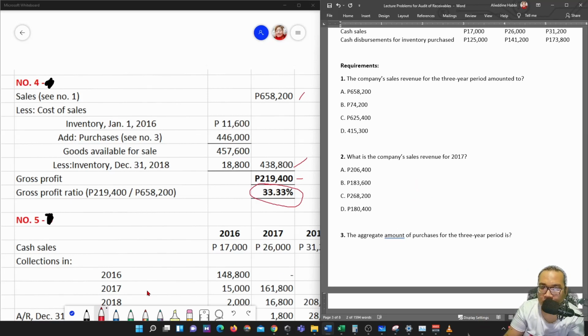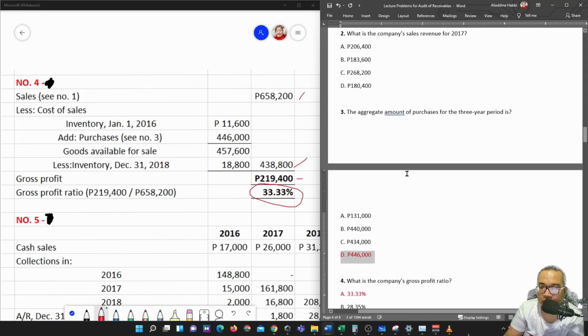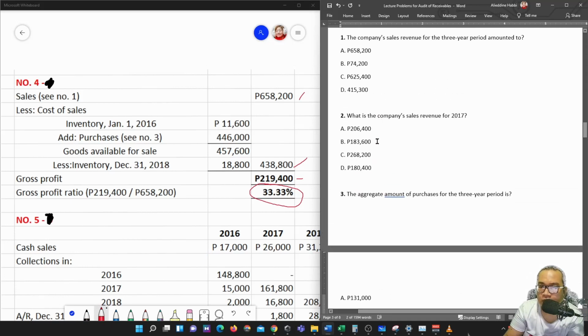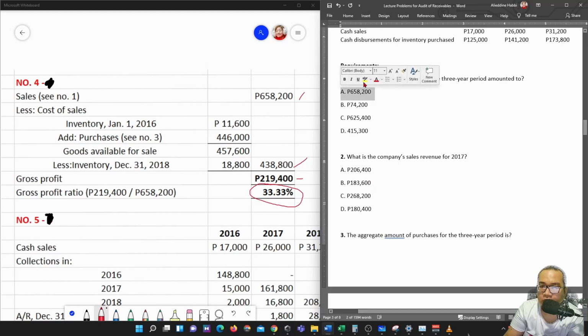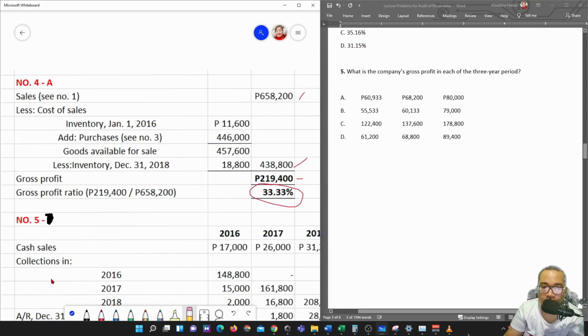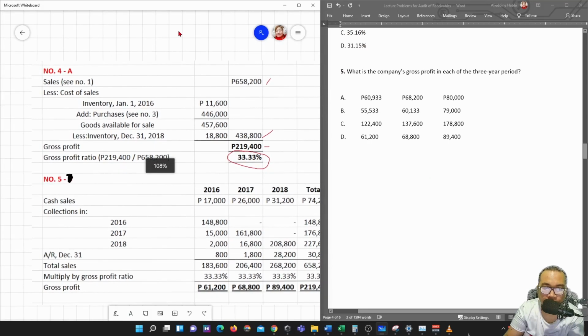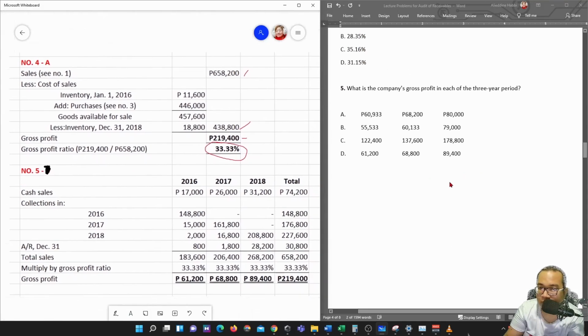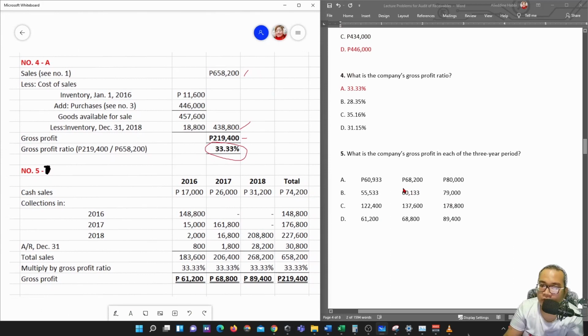What is the company's sales revenue? Ano yung nilagay natin? Iniskip pala to. 658,200. So with that, let's go to number 5. Sa number 5 naman, what is the company's gross profit in each of the 3-year period?